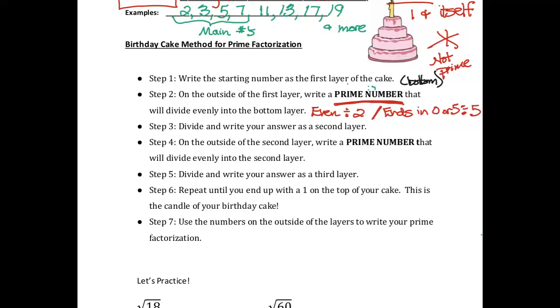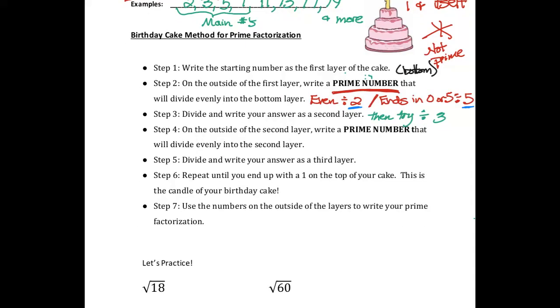Okay? So if we have an even number, if it ends in 0, 2, 4, 6, or 8, you're going to divide by 2. If your number ends in a 0 or 5, I guess you could divide by 2 for 0, but let's divide by 5. And then, if it doesn't end in 2 or 0, 5, try dividing by 3. So we're going to try to divide by these prime numbers, and these are 3 of the big rules that we're going to follow. So step 3, divide and write your answer as a second layer.